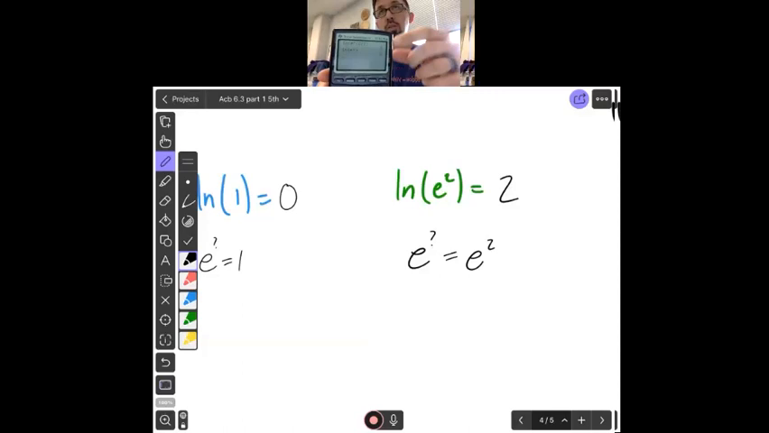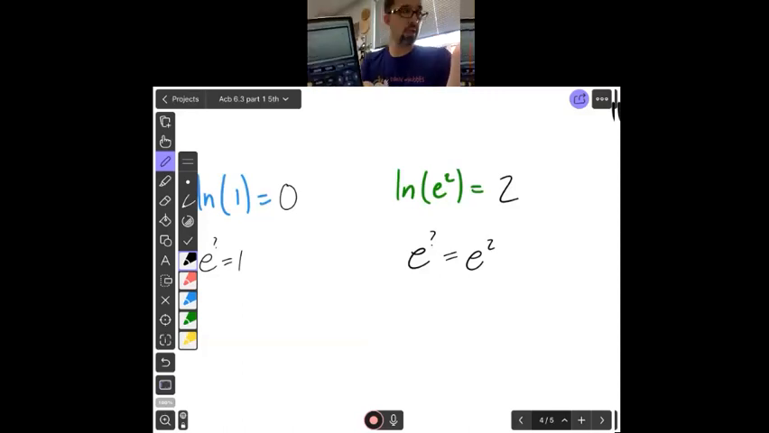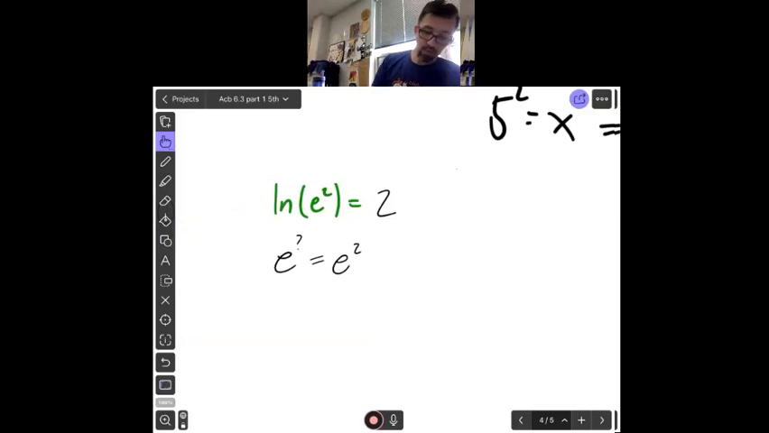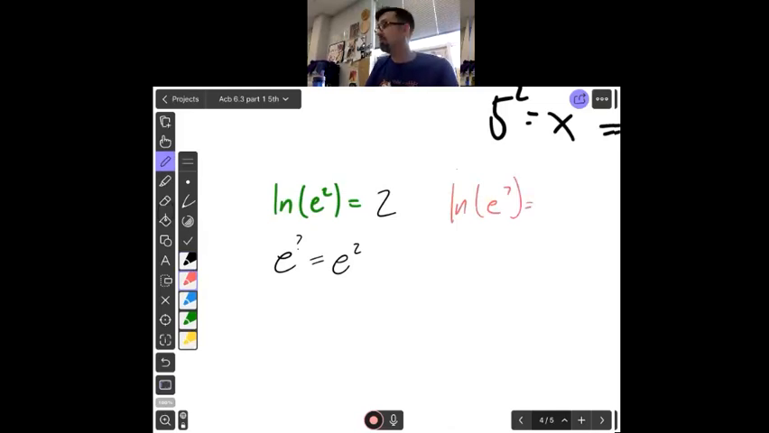If I wanted to figure out what the natural log of e to the 7th was, I shouldn't have to use my calculator to do that. I should be able to figure that out in my head. The natural log of e squared is 2, because e to the second power is equal to e squared. So what's the natural log of e to the 7th? E to the what power equals e to the 7th? E to the 7th power. E to the 7th power is equal to e to the 7th. The natural log of e to the 7th is 7.